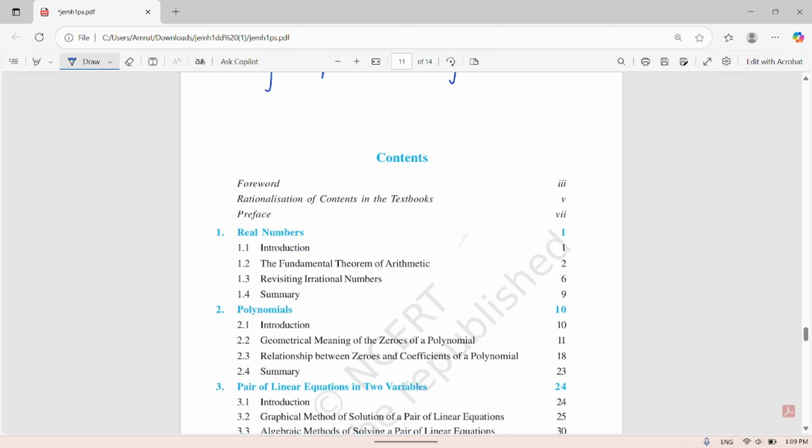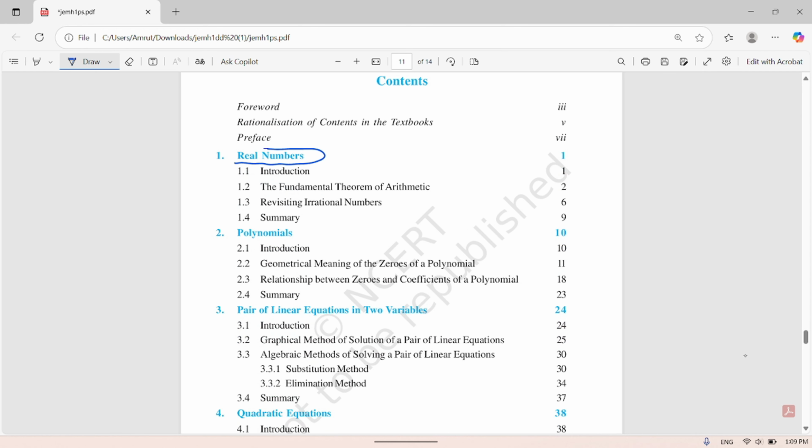So the first one which we'll be seeing is real numbers, chapter 1. So this comes under easy topic. The first topic is Euclid's division lemma, and then we'll be having the fundamental theorem of arithmetic, and then revisiting irrational numbers, and some terminating and non-terminating decimals kind of thing, and some problems on that which we can solve easily.